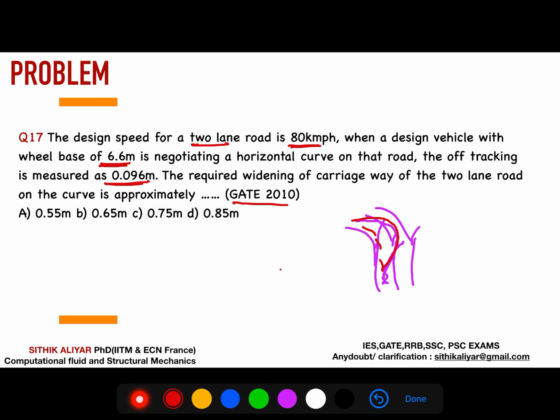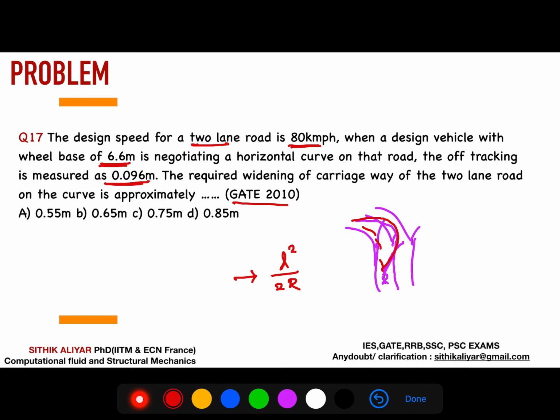And if you see, I have given a term L square by 2R, which is the geometry. It's not an empirical formula. You can see there is a derivation in any textbooks, even in Khanna and Justo. This is based on geometry. So if you know the length of the wheelbase and the radius, you will know how much off tracking your vehicle will go, because L is the length of the wheelbase, just like the straight line of the vehicle. So L square by 2R is the off tracking. They have given that off tracking value 0.096 meter.